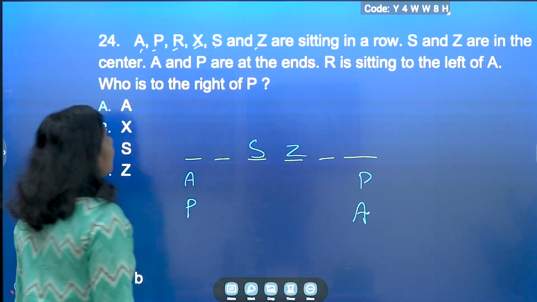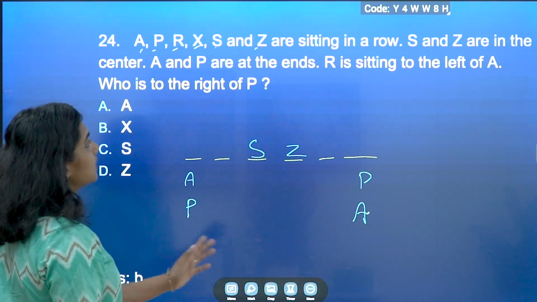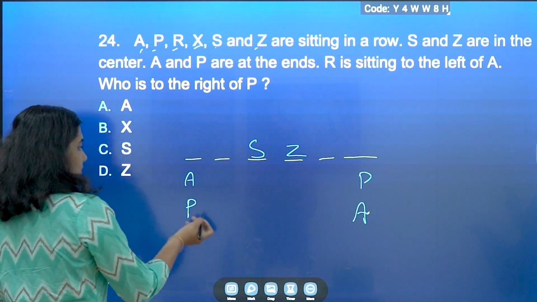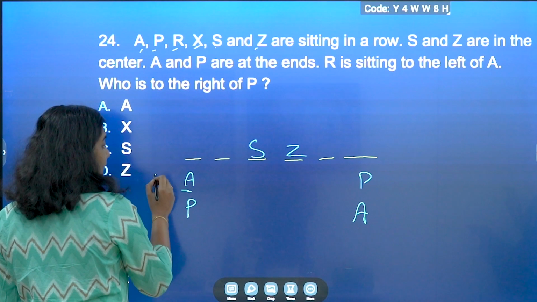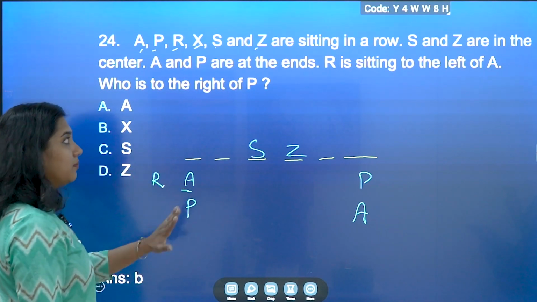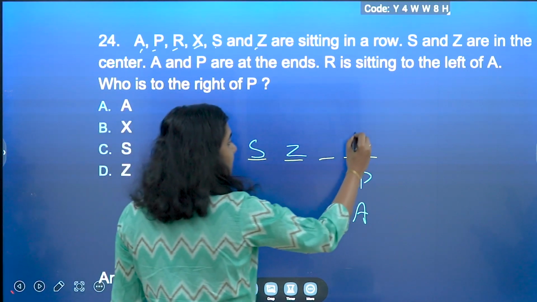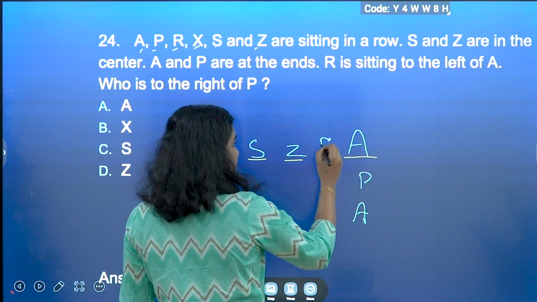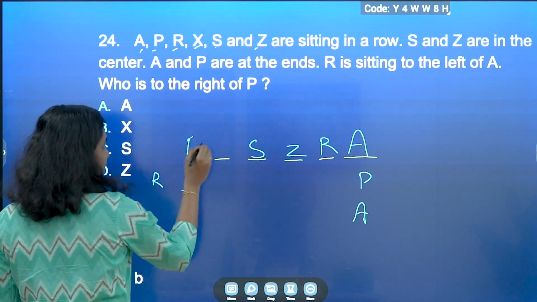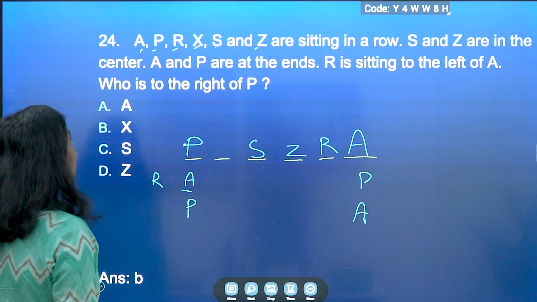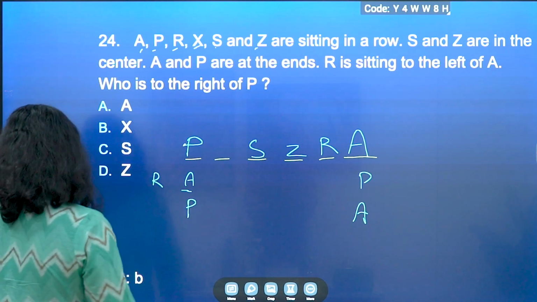We don't know that. Now the next statement is R is sitting to the left of A. If A is here and then R will be here, then A will not be at the end, right? So R will be at the end then. So A is here, so that R comes here. So we know that P is here. So P and A are at the ends. Now you have to find out who is sitting to the right of P.